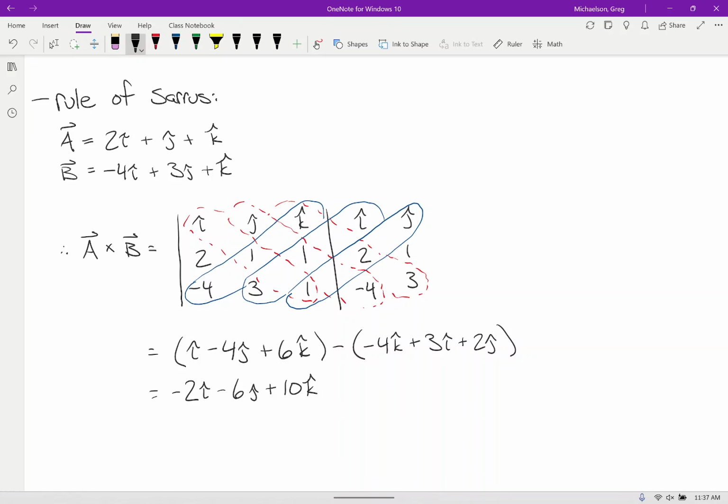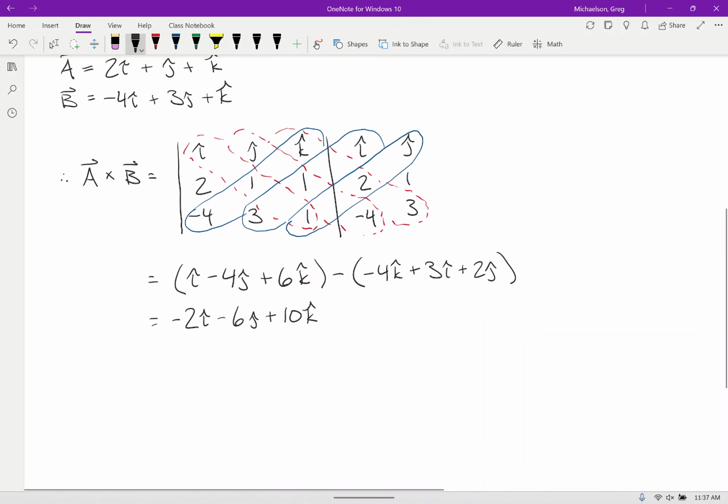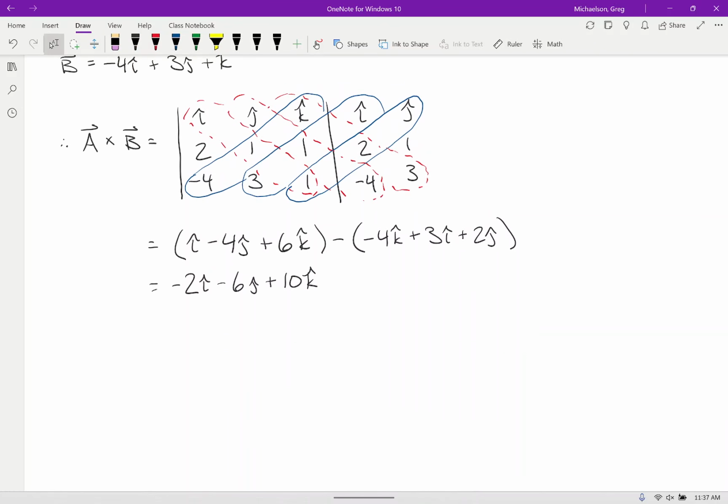How many have never seen that before? Oh, cool. So you learned something. That's one way of doing it. That's called the rule of Sarrus.